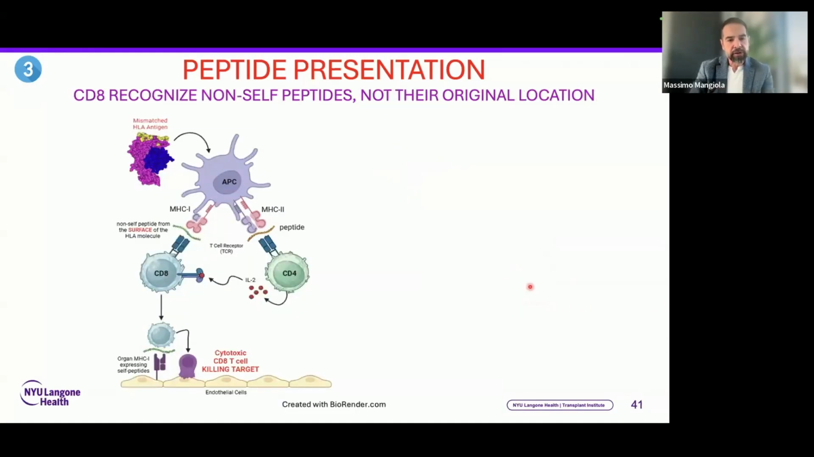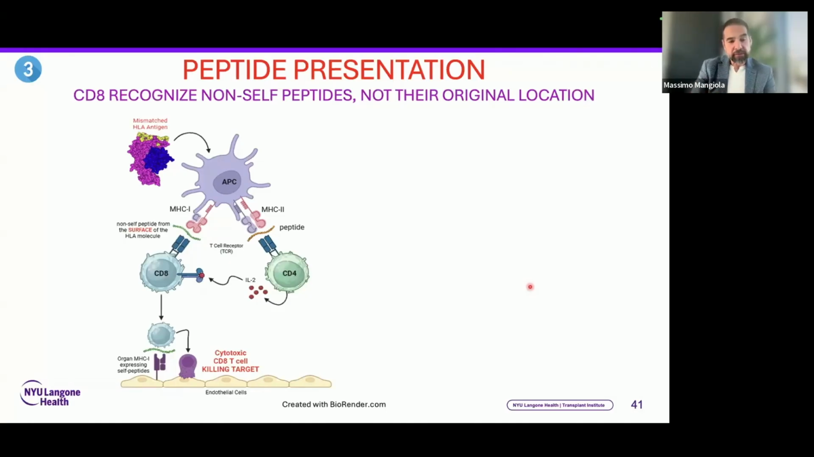Here is the cartoon that shows the activation of CD8 T cells from a peptide that was expressed on the surface of the HLA molecule. When these activated T cells go to the organ and see this peptide presented in the context of the self-MHC, so these are MHCs that are presenting self-peptide.